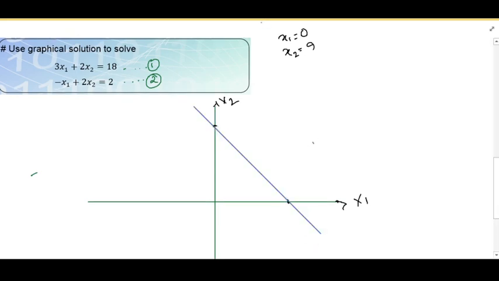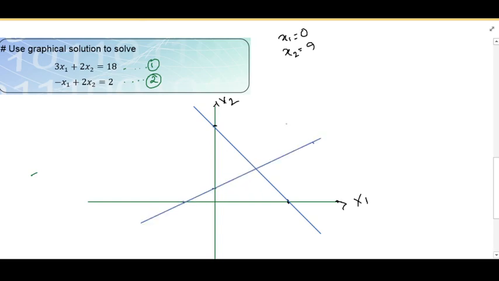Okay. Now from this other equation, this will be another straight line. If x1 equals 0, then x2 will become 1, as you know. So 0 comma 1. And again, if x2 equals 0, then x1 will become minus 2. So minus 2 comma 0 will be another value. Using these 2, we can draw another straight line here, as you can see.